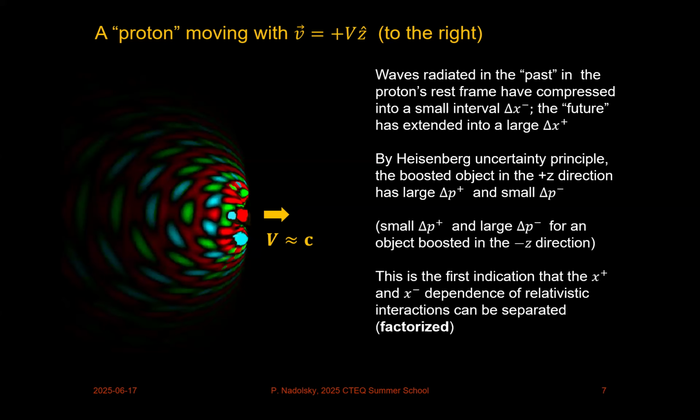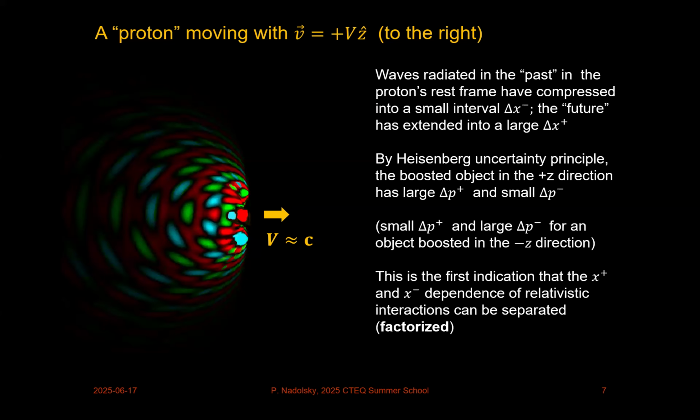Okay, and the future has extended in the large region with a large x plus, and that's precisely what we discussed last, in the middle of the second lecture. We discussed, basically, what the typical sizes are in the light cone coordinates. Here we see that most of the proton energy is squeezed in the small interval delta x minus, which according to the Heisenberg uncertainty principle corresponds to large delta E plus.